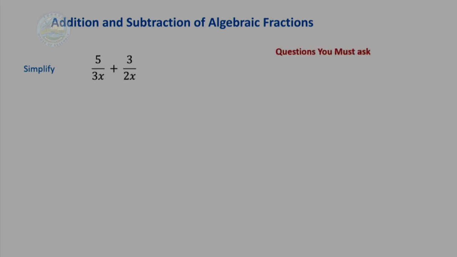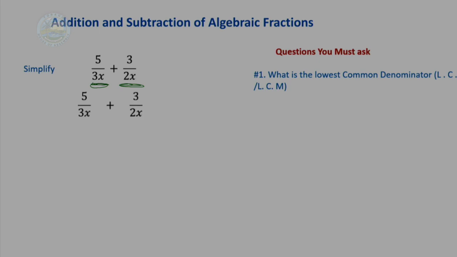Here are the questions. What is the lowest common denominator or lowest common multiple of our denominators? In this case, in the denominators we have algebraic expressions. It is 3x and 2x. So, what are we going to do? Remember the steps from last time. Take your denominators. The problem is 5 upon 3x plus 3 upon 2x. Then take your common denominators. They are 3x and 2x.